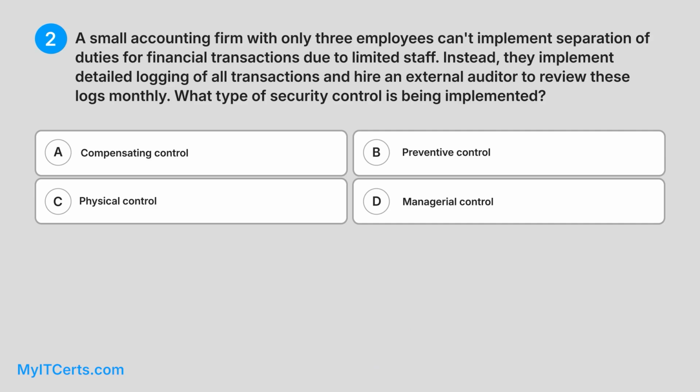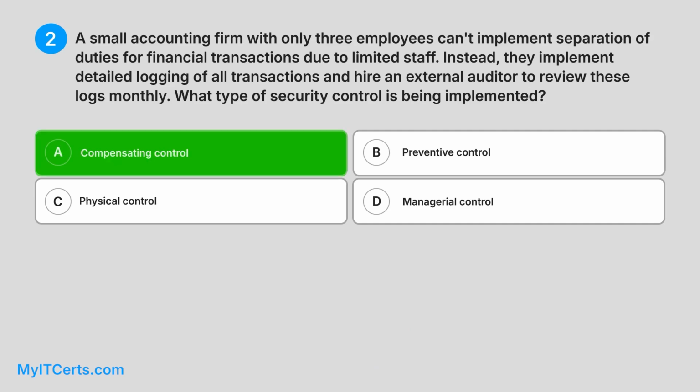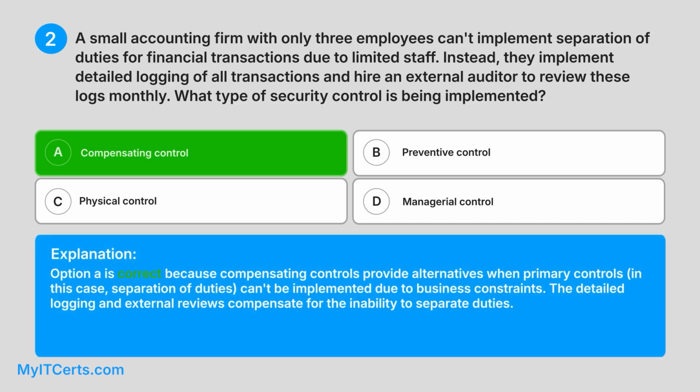Correct answer: A. Compensating control. Explanation. Option A is correct because compensating controls provide alternatives when primary controls, in this case, separation of duties, can't be implemented due to business constraints. The detailed logging and external reviews compensate for the inability to separate duties.